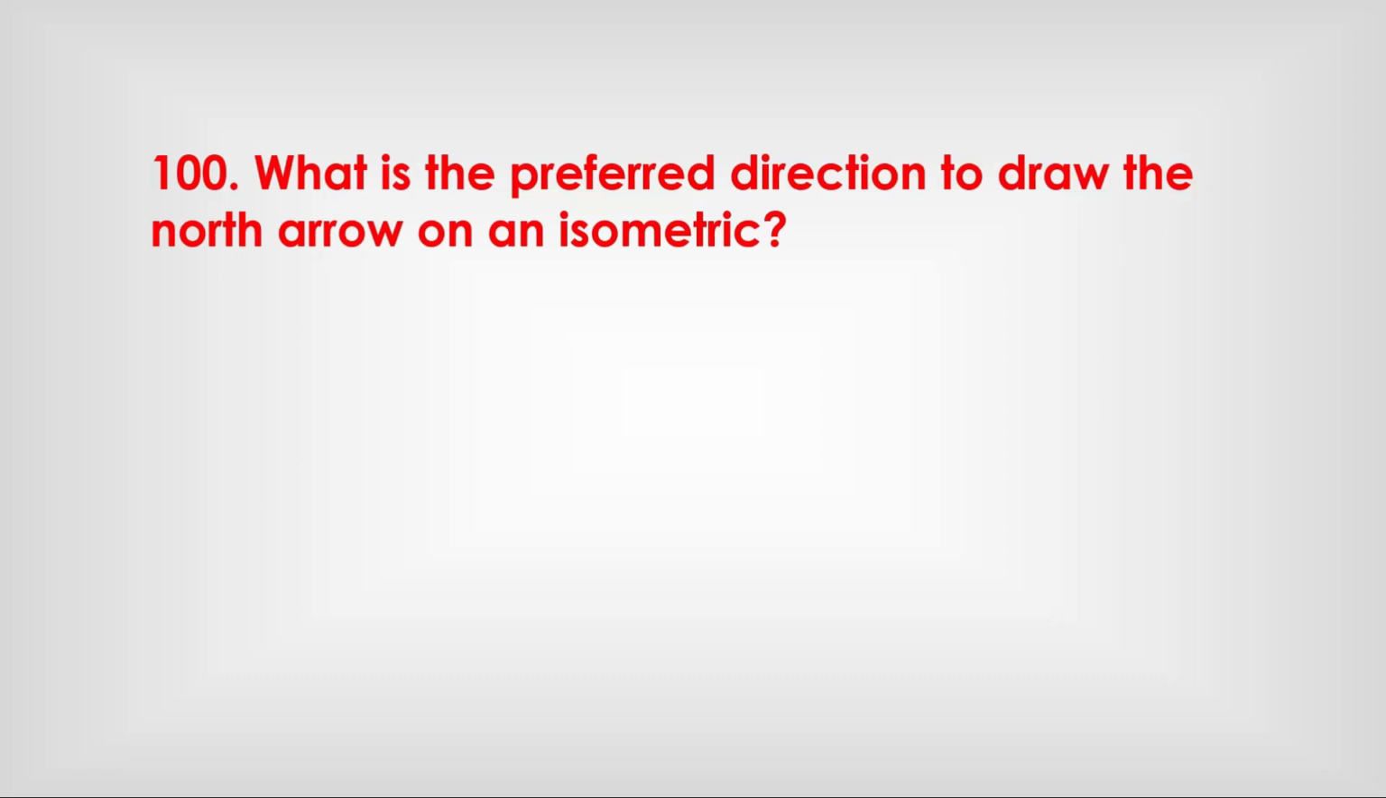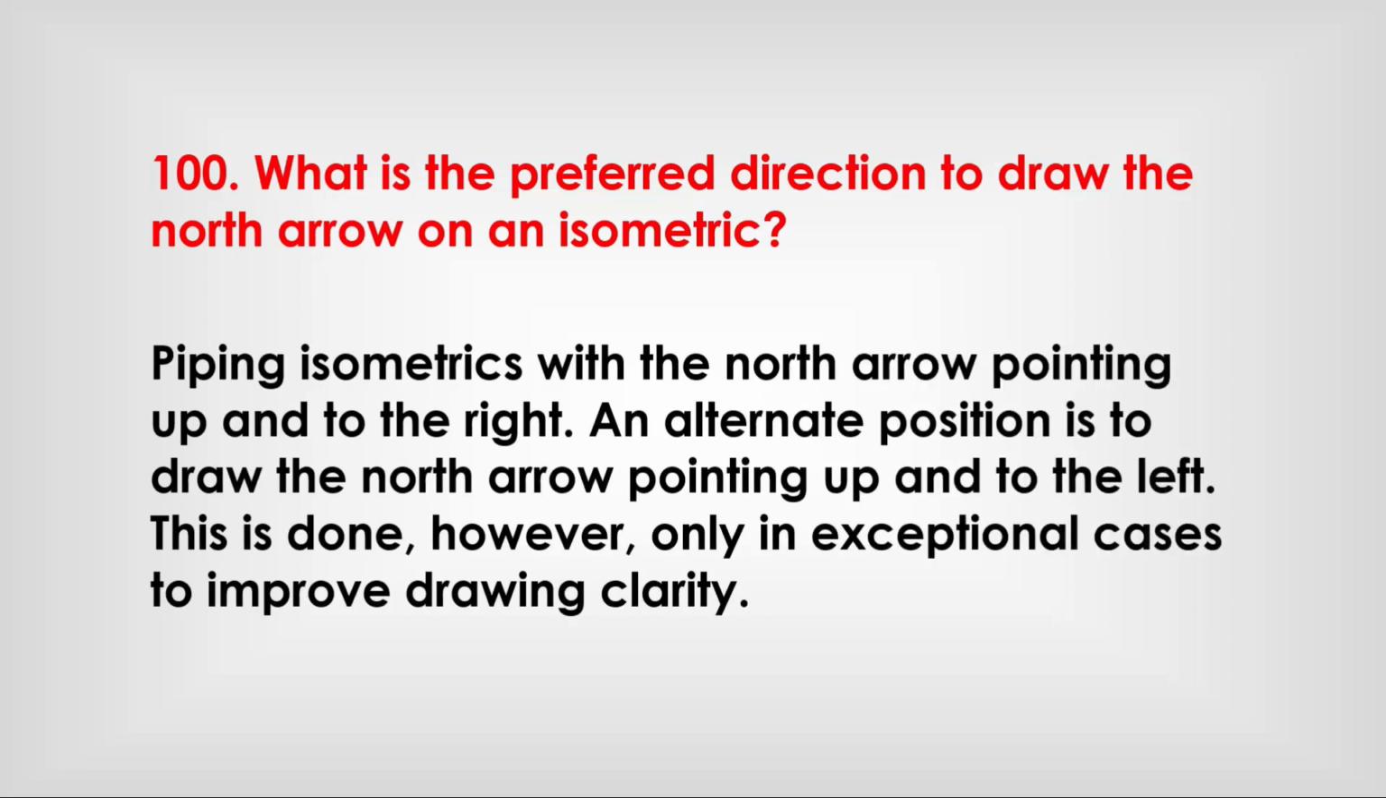What is the preferred direction to draw the north arrow in an isometric? In a piping isometric, the north arrow position is up and to the right. An alternate position is to draw the north arrow pointing up to the left. This is done, however, only in exceptional cases to improve drawing clarity.